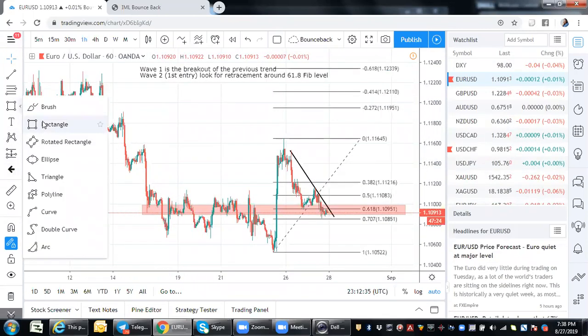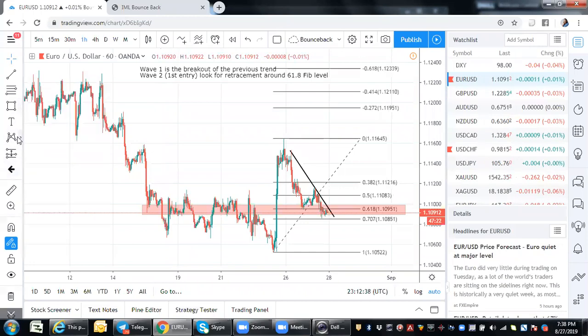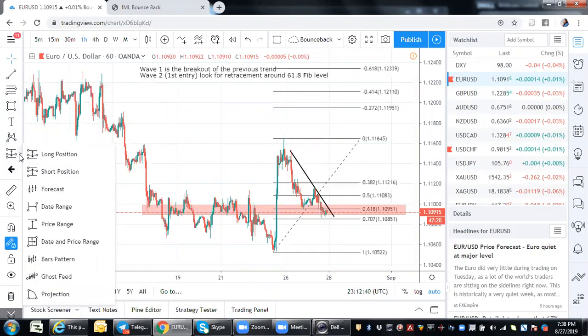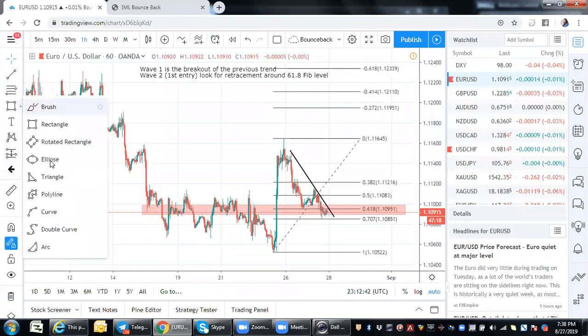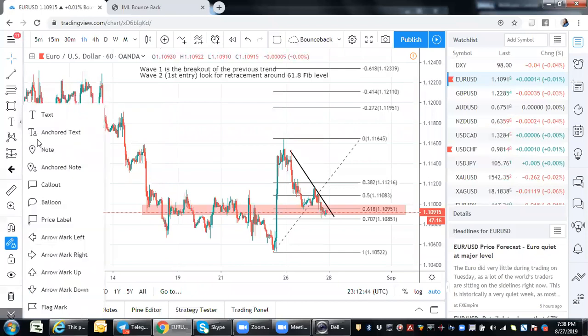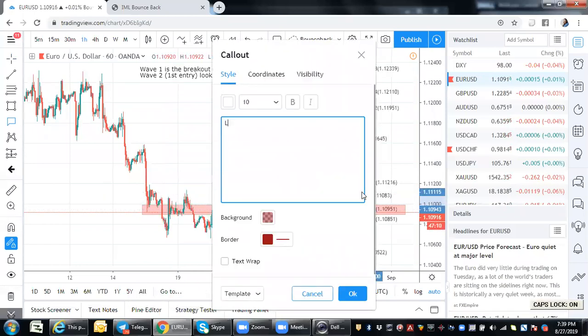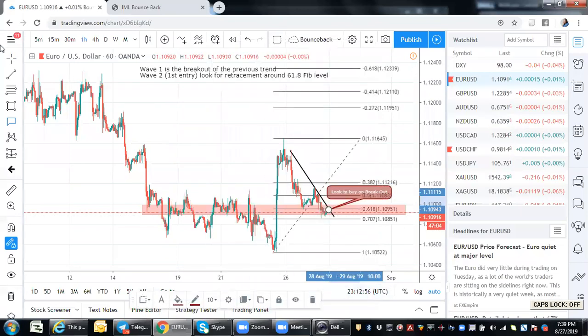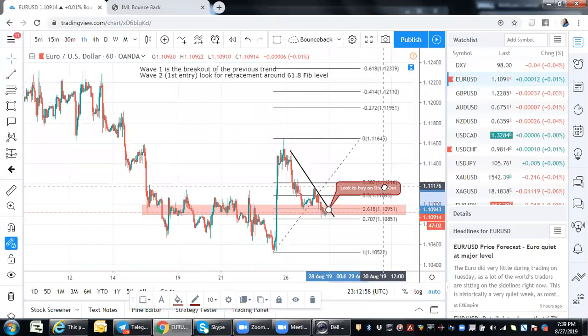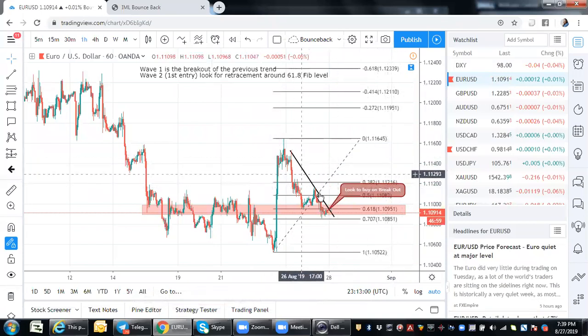So let me put something here. Make sure you're making notes, please. Very informative session. Right? Good. So we're looking for the buy on the break of this trend line.